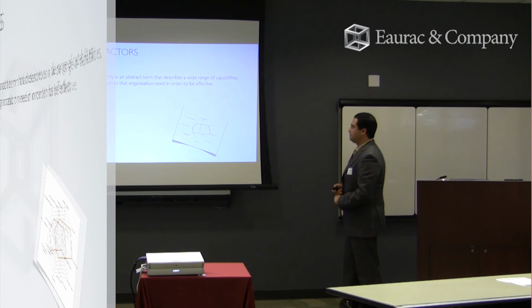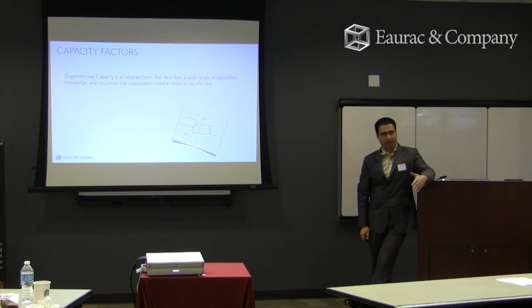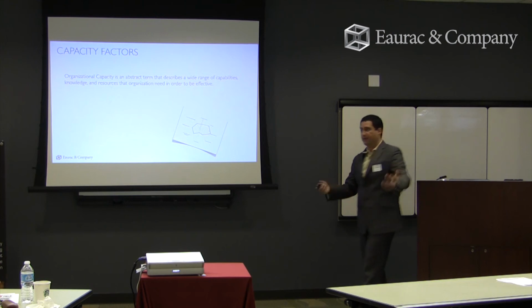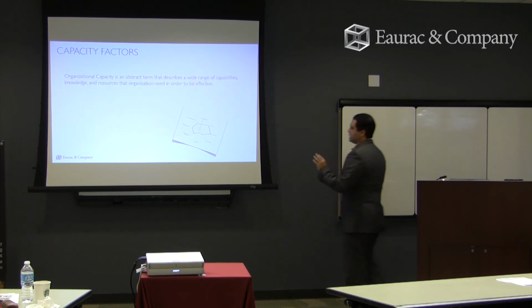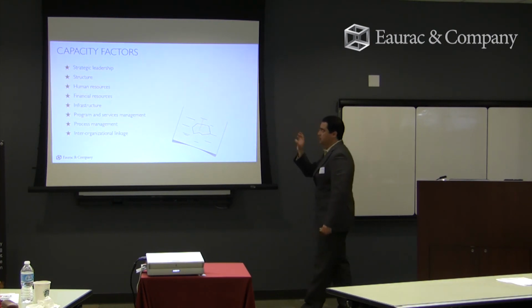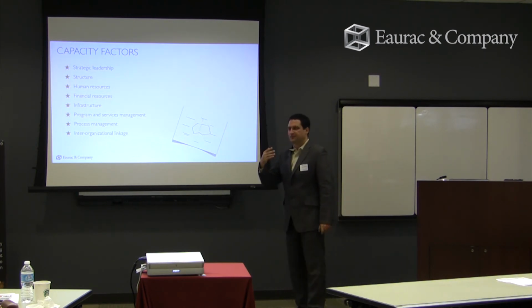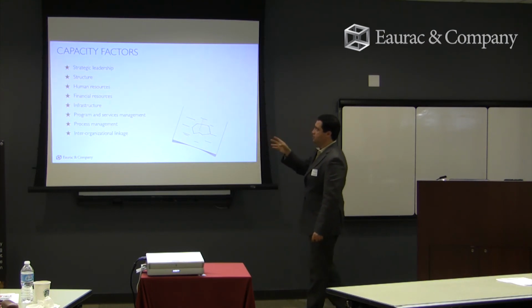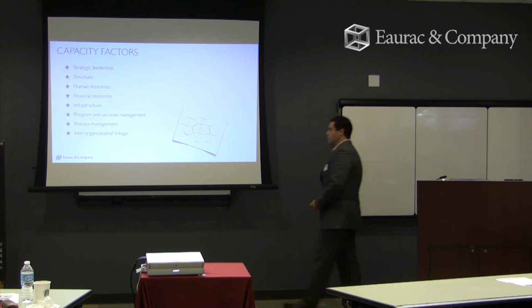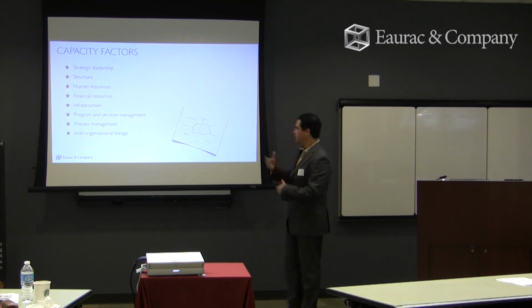The capacity factors, this one is very abstract because each company is very different. If you have a software shop, it's different than if you have a marketing business or a pharmaceutical company or a manufacturer. So you have to just look at it and adjust it accordingly. At capacity, we look at the strategic leadership, who they are, and what their personal capacity as leaders is. The structure, the human resources, financial resources, infrastructure, program management, process management, and interorganizational linkage.